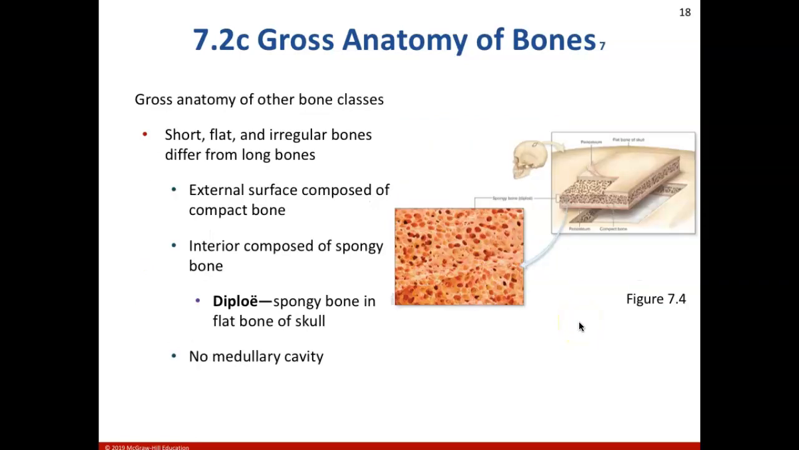So what we just described were portions of a long bone, but our other short, flat, and irregular bones are going to differ in the way that they are structured. So we'll see that their external surface is composed of compact bone. That interior is made up of the spongy bone. And when it's set up this way, we call this spongy bone diploe, and this is what it looks like. And we have an internal compact bone as well. Notice that there is no medullary cavity present here.